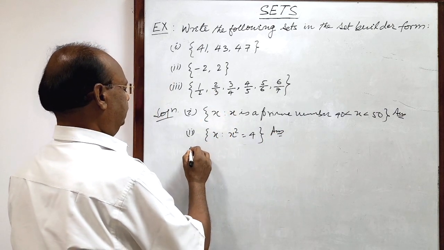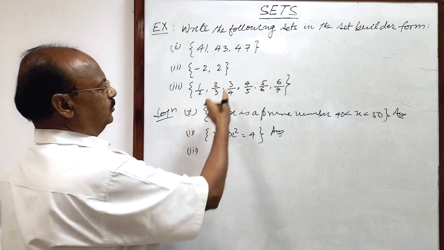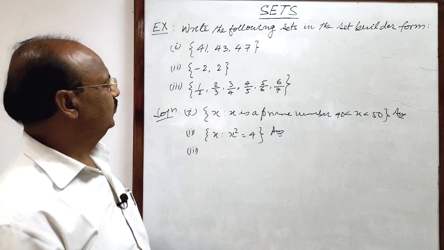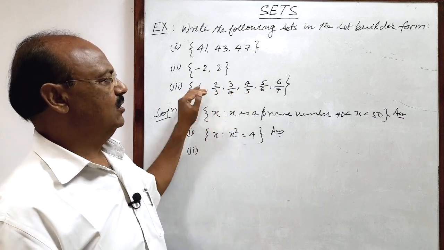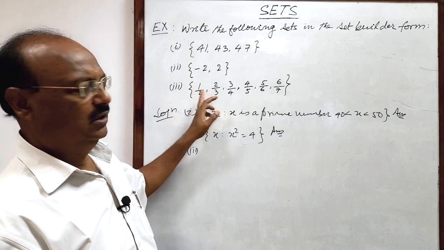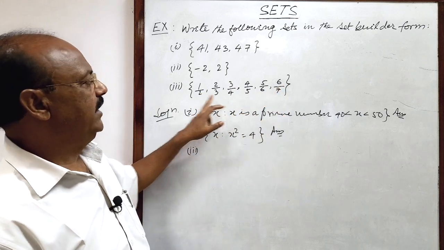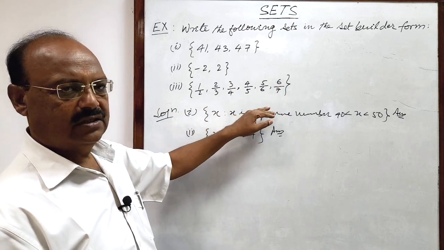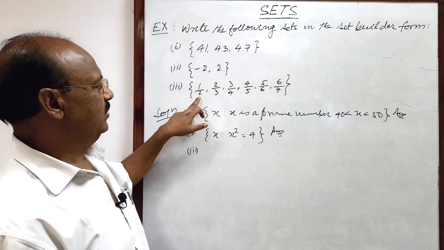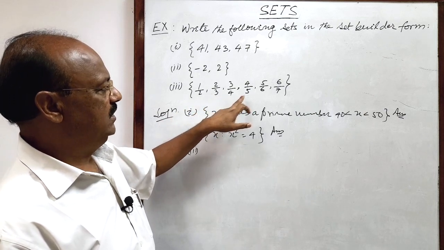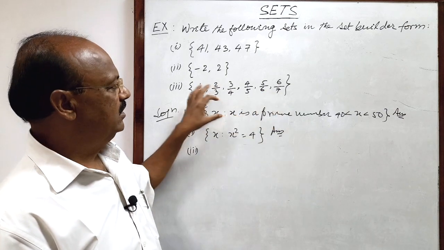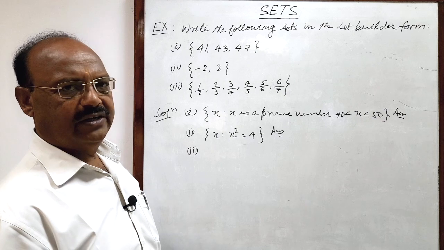And here the third part: 1 by 2, 2 by 3, 3 by 4, 4 by 5, 5 by 6, 6 by 7. Here we are observing that 1, 2, 3, 4, 5, 6 are all natural numbers in consecutive sequence starting from 1 up to 6, and all the denominators are one more than the respective numerators. This is 1 plus 1, this is 2 plus 1, this is 3 plus 1, this is 4 plus 1, this is 5 plus 1, this is 6 plus 1. So you understood the pattern of these elements of the set.